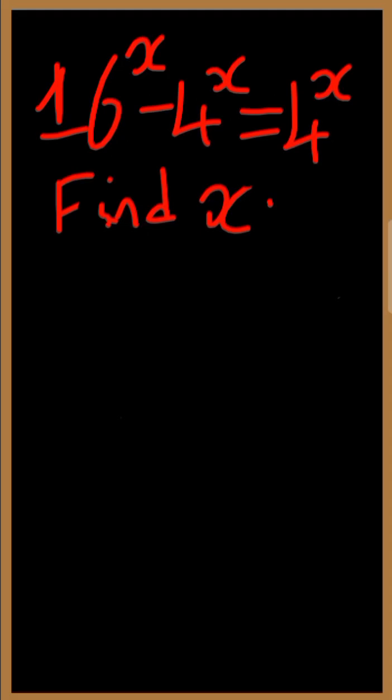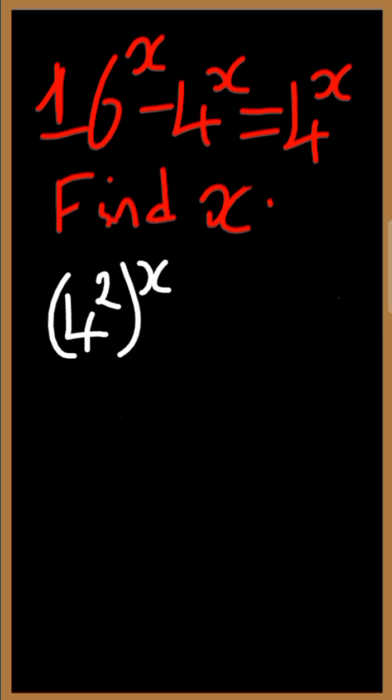16 raised to the power x minus 4 raised to the power x is equal to 4 raised to the power x. We have to find the value of x. The first step, we are going to start by expressing the number 16 in index form with 4 at the base. 16 in index form with 4 at the base gives us 4 squared. We are going to raise all this to the power x, minus 4 raised to the power x is equal to 4 raised to the power x.